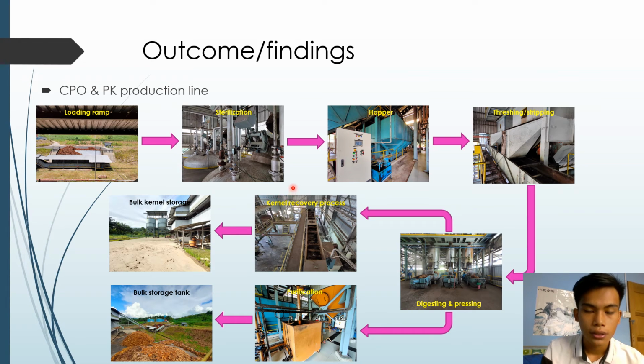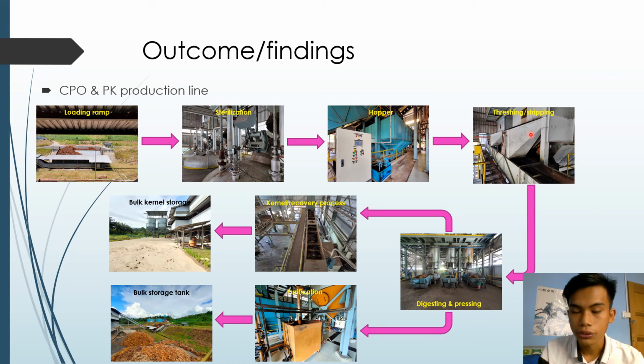The sterilization process takes about 60 to 75 minutes depending on the condition of the steam. This process is used to loosen the fruit from the bunches and also to prevent the early formation of free fatty acid in the fruit. Then, after the sterilization process is complete, the sterilized fruit bunches will be transferred to the hopper, which functions to regulate the flow of sterilized fruit bunches prior to the next process.